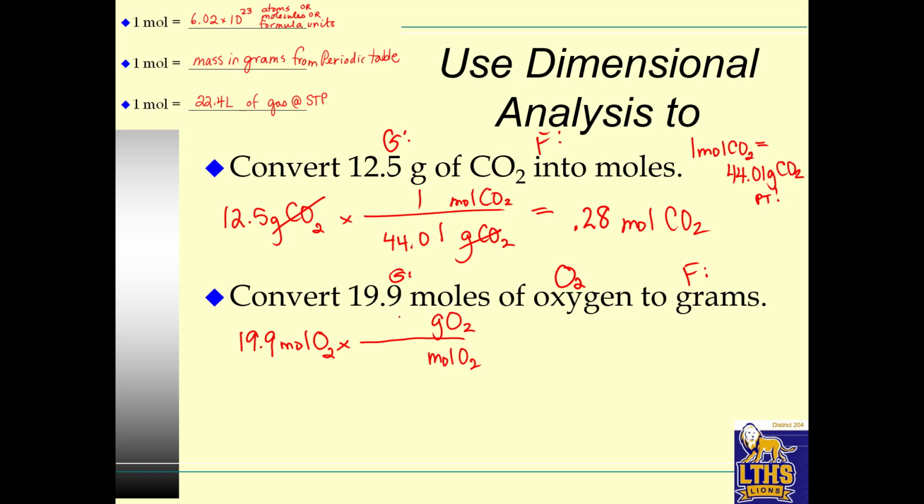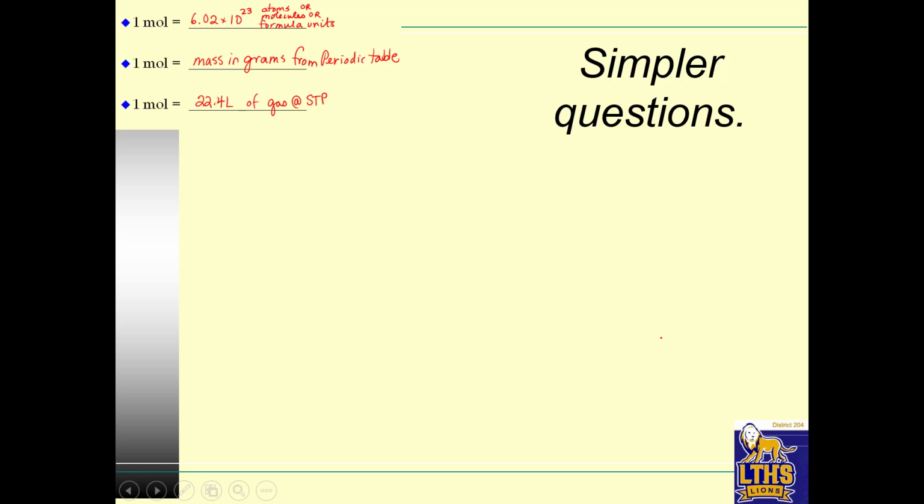Where do I get the equality of moles and grams? Well, the number 1 goes with moles, because look, the number 1 is with moles. I have to go get grams from the periodic table. It's going to be 32.00 because it's 2 oxygens, so 2 times 16.00. So moles of oxygen are going to cancel. And then 19.9 times 32 is going to give us 636.8 grams of oxygen. Is there more? You betcha there's more.